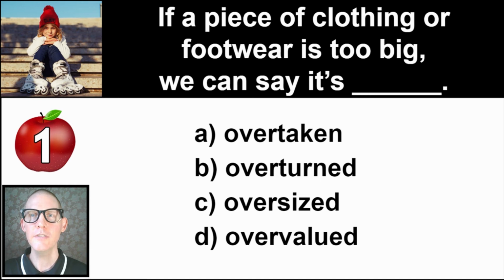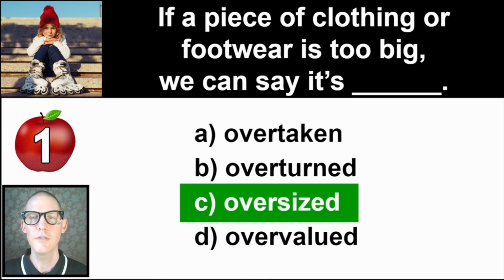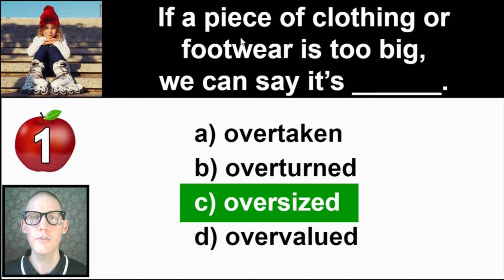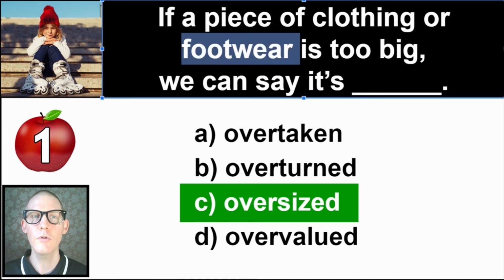Okay, if a piece of clothing or footwear is too big, we can say it's oversized. Okay, so the important word in here is size. So oversized means it's too big. It's a little bit too big, maybe a lot too big. All right, so we're talking about footwear, and her rollerblades in this situation are oversized.